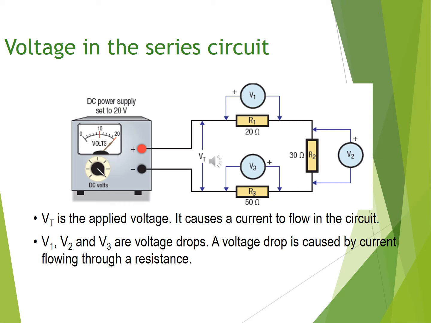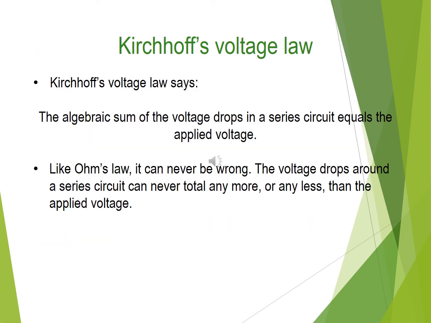So moving on, if we knew the voltages across R1, R2 and R3, but we didn't know the applied voltage, we could simply add V1 plus V2 plus V3 to get the applied voltage. As you would expect, when you add up the voltage drops in the previous example, you get 20 volts, which is the supply voltage. This is called Kirchhoff's voltage law, after Mr.